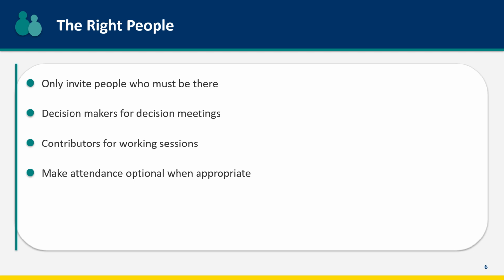Invite only the people who must be there. Every additional person increases coordination cost and reduces focus. For decision meetings, ensure decision makers attend. Without them, you're just discussing, not deciding. For working sessions, include contributors who will do the work. For updates that don't require everyone's participation, make attendance optional. Some people need to be there. Others just need to know it happened. Be clear about which is which.